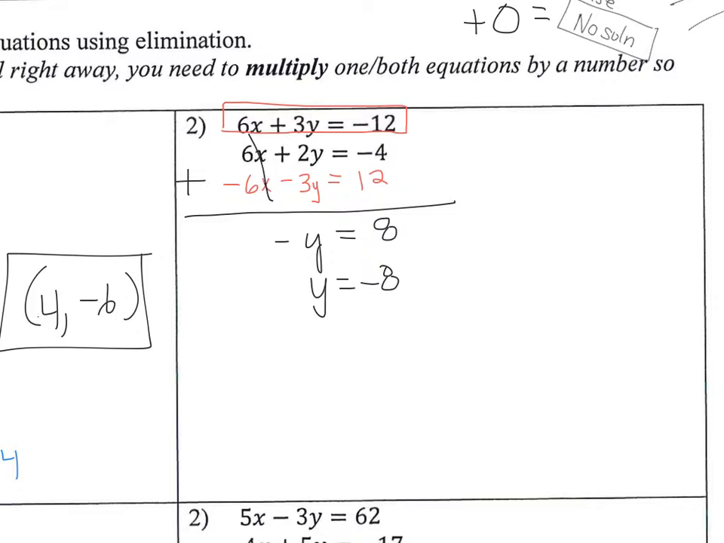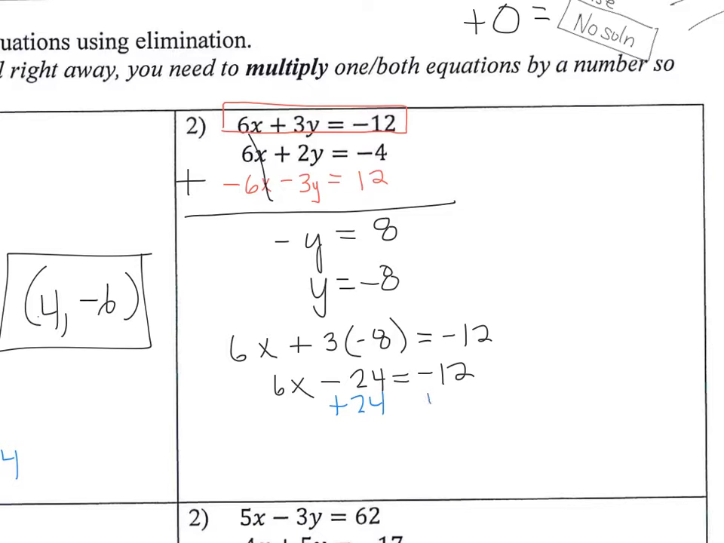I'm going to use substitution and plug that back in here. So 6x plus 3 times negative 8 equals negative 12. 6x minus 24 equals negative 12. So I add 24. 6x equals 12. x equals 2. So my ordered pair answer is going to be 2, negative 8.